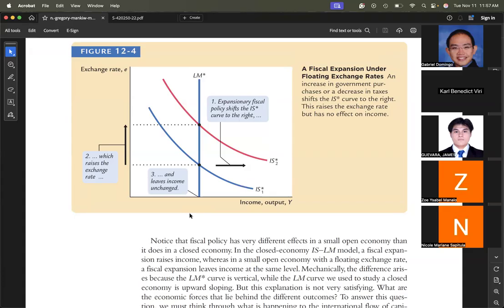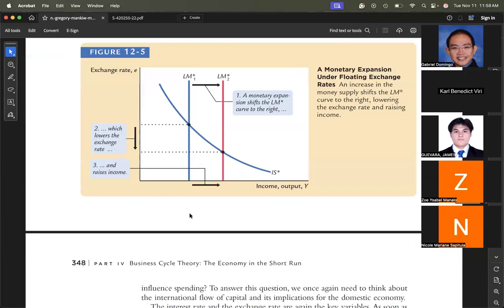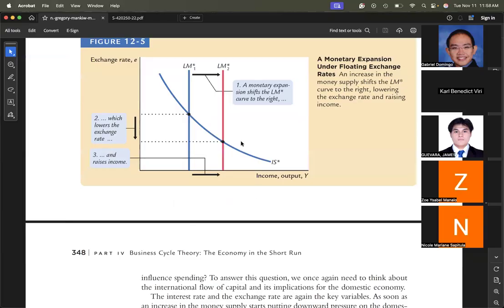And I'm also going to ask you guys to work through the other examples in the book. But basically, it's just, again, shifting IS to the right or to the left and understanding what shifts IS to the right or left, and then the shifts in LM, right or left, right? And in particular, let me point out the pictures. This is for monetary policy. An increase in M will shift LM to the right.